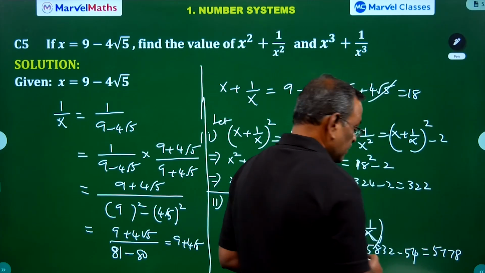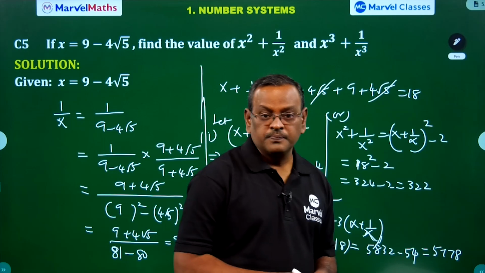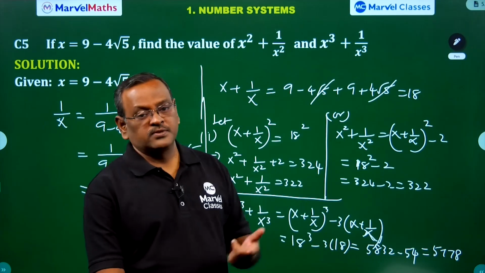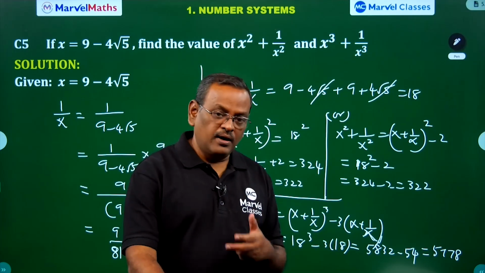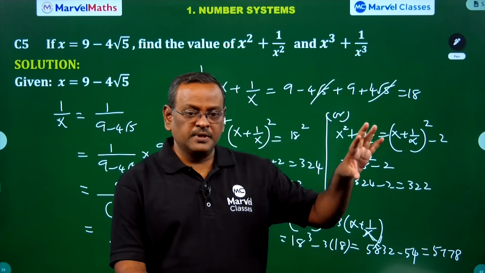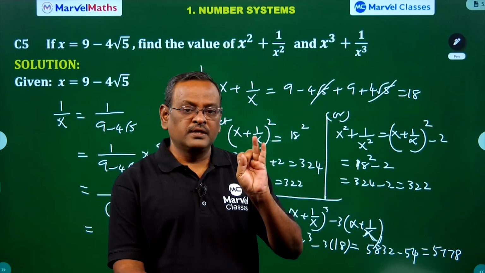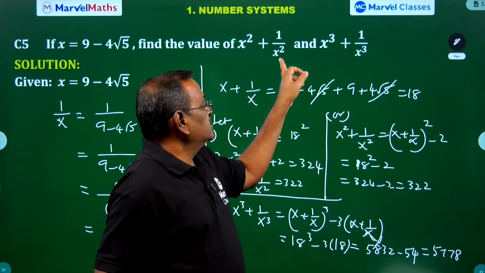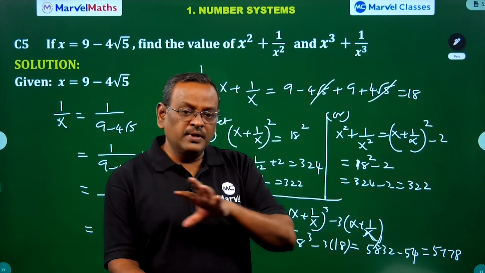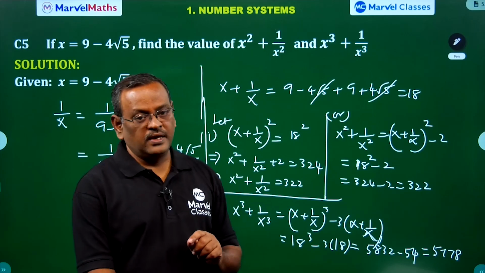5778. Okay. Sometimes you can expect x power 4 plus 1 by x power 4, or you can find the value of an expression which involves fourth power, third power and second power, but here it is second degree and third degree. You can practice fourth power and combinations of all the expressions. Thank you.